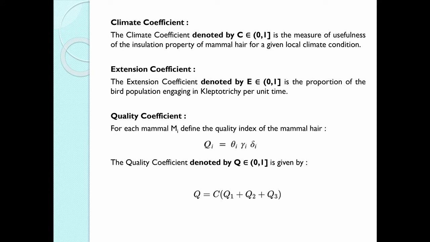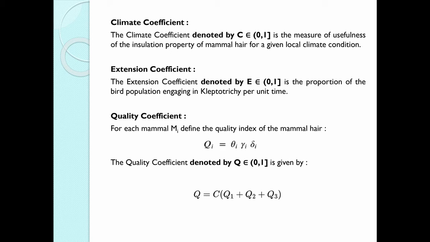We now define some important coefficients used in the model. We begin with the climate coefficient. It is denoted by C and belongs in the interval (0, 1], which is closed at 1, open at 0, and is the measure of usefulness of the insulation property of mammal hair for a given local climate condition.